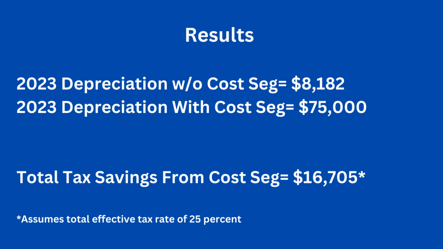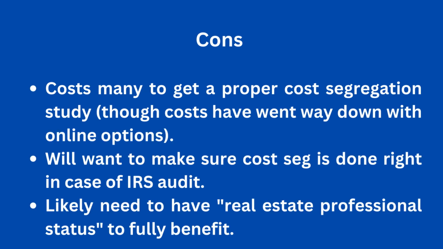So if you're going to buy a rental property here in 2023, make sure you're talking to your tax advisor now and through the end of the year so you can get that cost segregation study in place. Now let's go over a few cons with this, or at least things to look out for. Number one, it does cost money to get the cost segregation study. And it used to cost significantly more money.